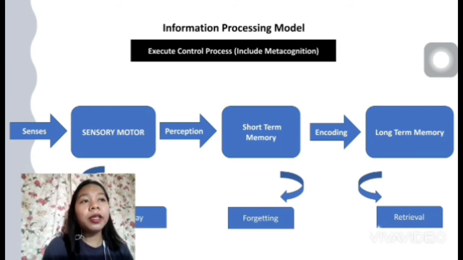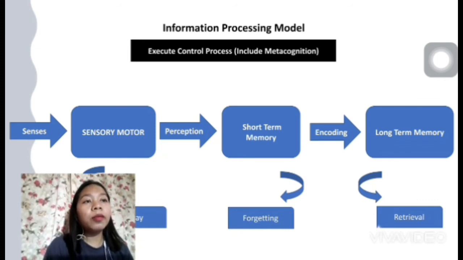For information to enter our short-term memory or consciousness, it has to be detected by our senses. This is called the sensory memory or the sensory motor. Memory for visual information or vision is called iconic memory, while sensory memory for auditory information is called echoic memory, and these are the sounds.